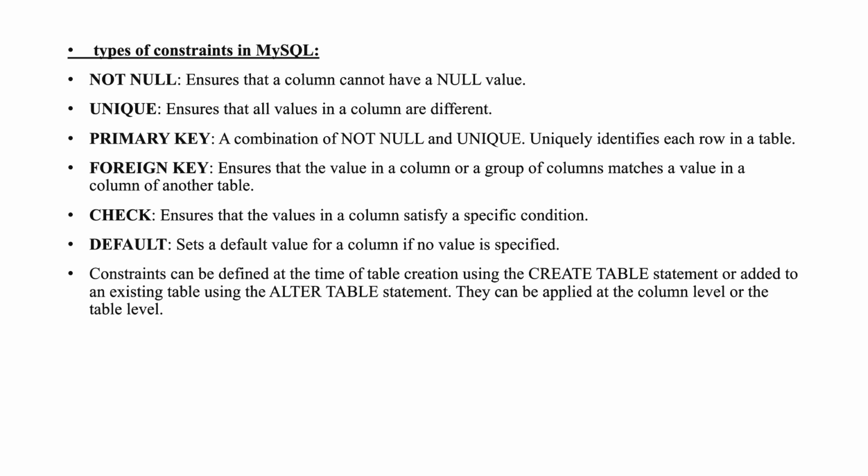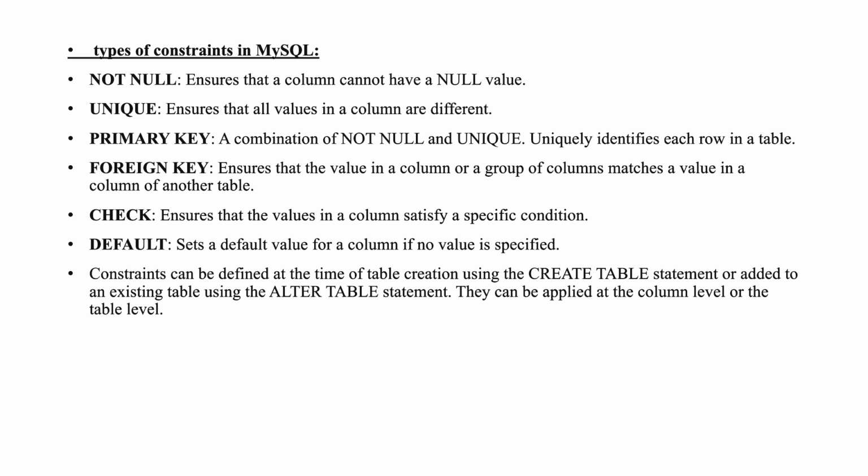Okay, primary key. A primary key is a combination of not null and unique. It uniquely identifies each row in a table. When you are applying a primary key, it is a combination of not null and unique. Next constraint is foreign key. Foreign key ensures that the value in a column or a group of columns matches a value in a column of another table.